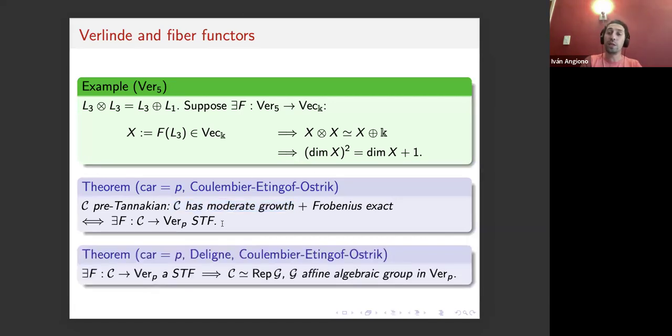And once you do this, this is close to the previous slide. As far as you have a symmetric tensor functor from C to Ver p, you can check that your category is the category of representations of an affine algebraic group in Ver p. Something that it means. I'm not going to say exactly what it is, but I will say something related with this affine algebraic group in Ver p in order to motivate my talk.